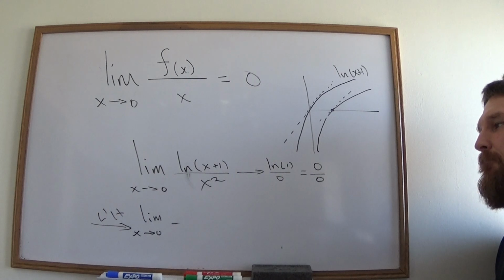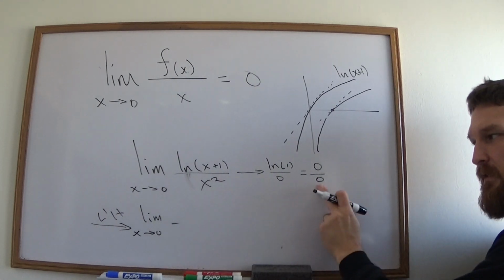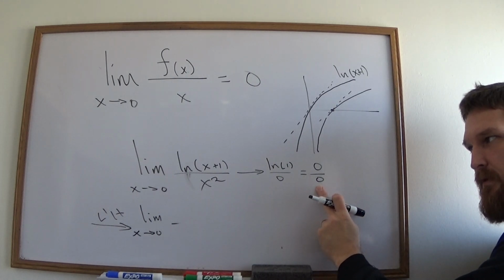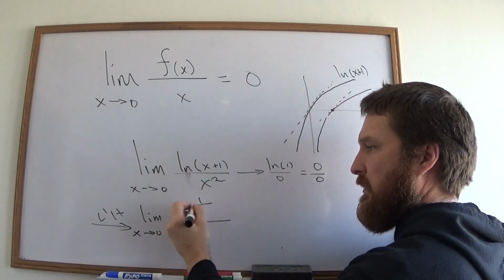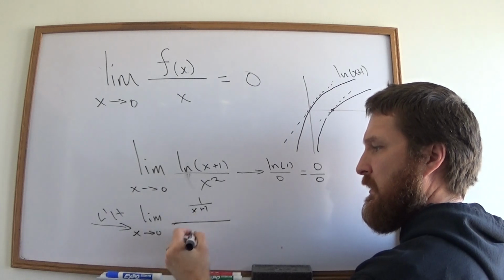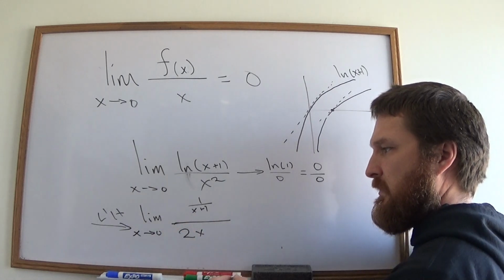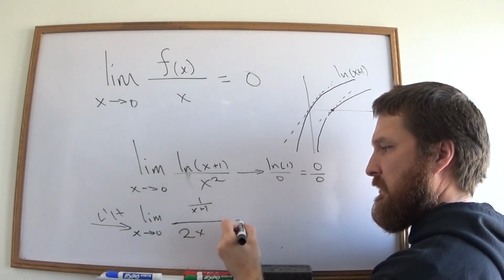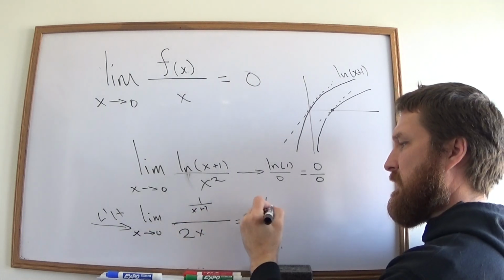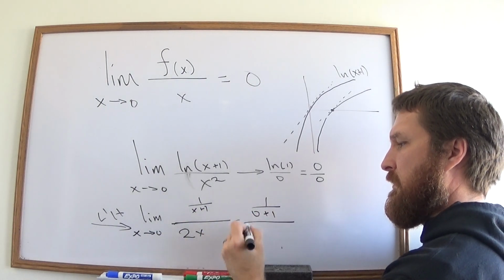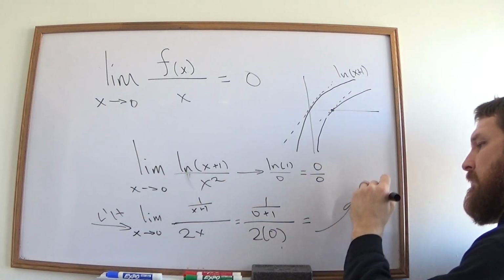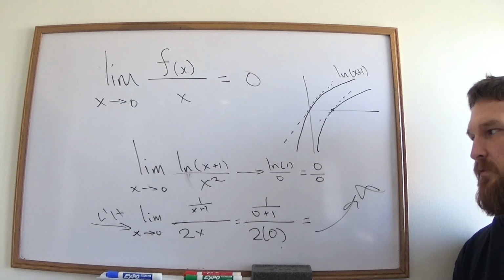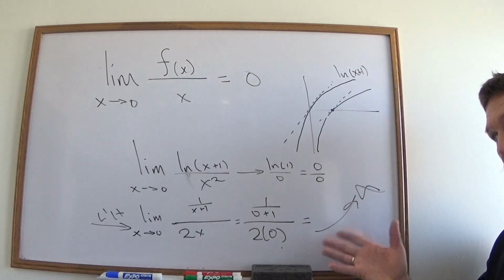It does not work, right? Because you still get this, they're both going to 0. And then by L'Hopital's rule, you have 1 over x plus 1 over 2x. Then plug in a 0, plug in a 0, that just blows up. Okay? So just because you have this doesn't mean it works.